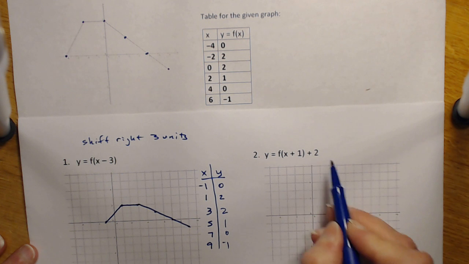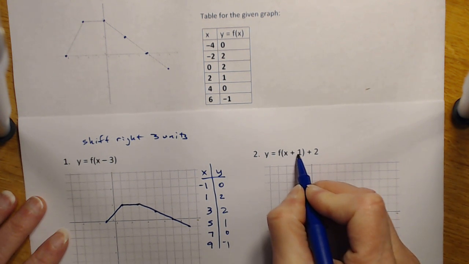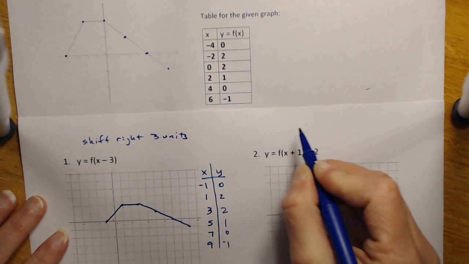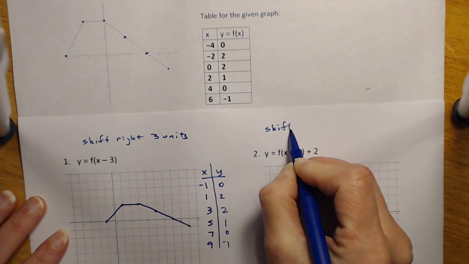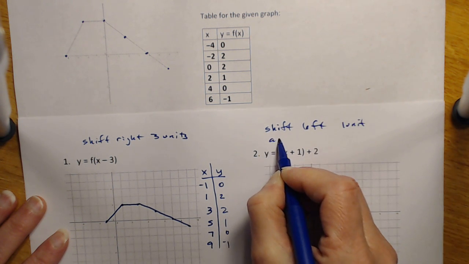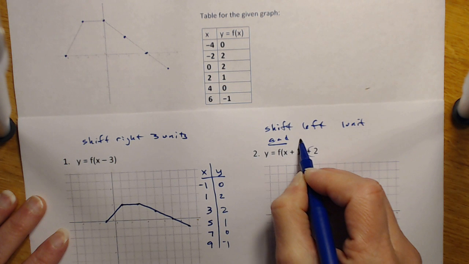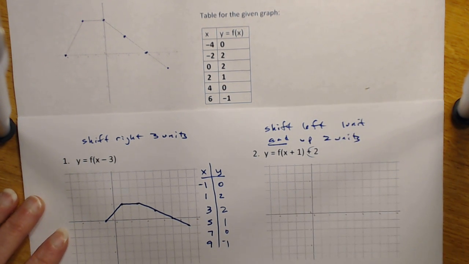Second one, clearly there's 2 shifts here. Remember there's an inside shift and an outside. Inside is horizontal, so the +1 moved it left 1 unit, and the outside is up 2 units. So clearly we're going to change x and y.